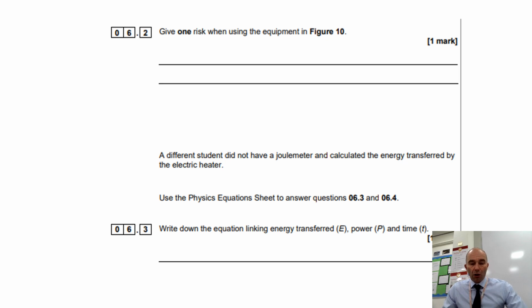Alright, next one. So, give one risk when using the equipment in figure 10. You're heating oil. So, burns and scalds are your most likely risks. Don't talk about the hot oil, that's a hazard. They want to know about the actual risk. So, make sure you are actually answering the question properly.